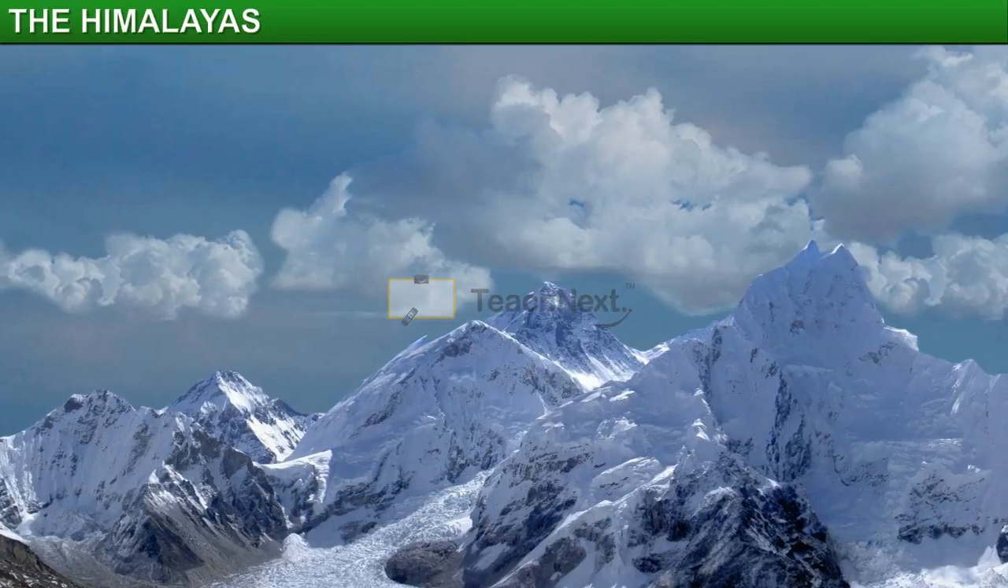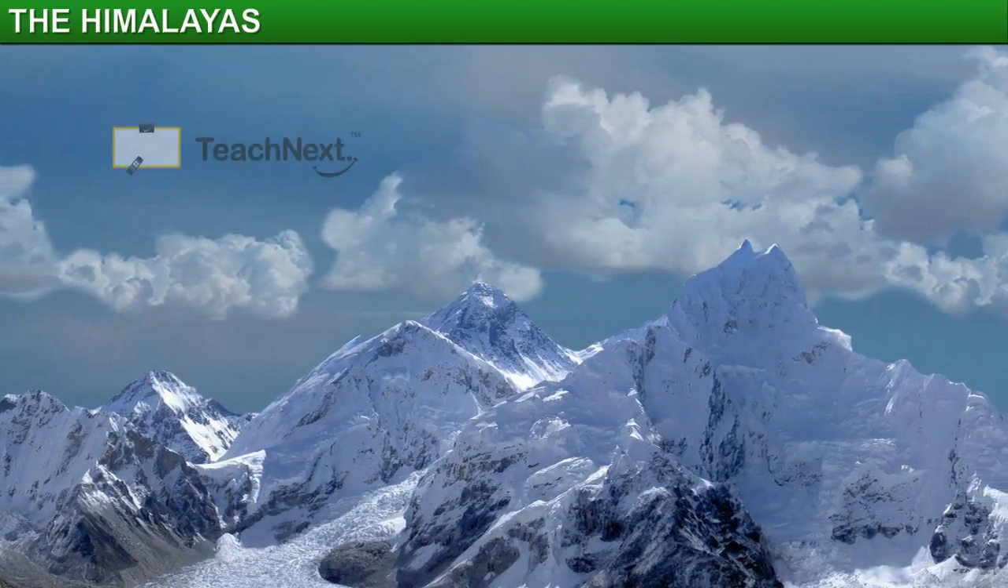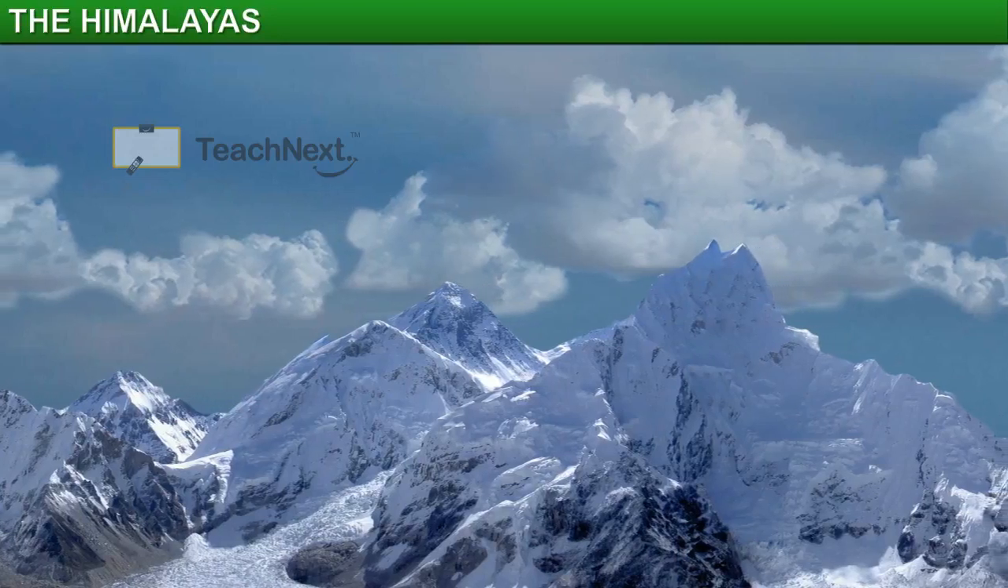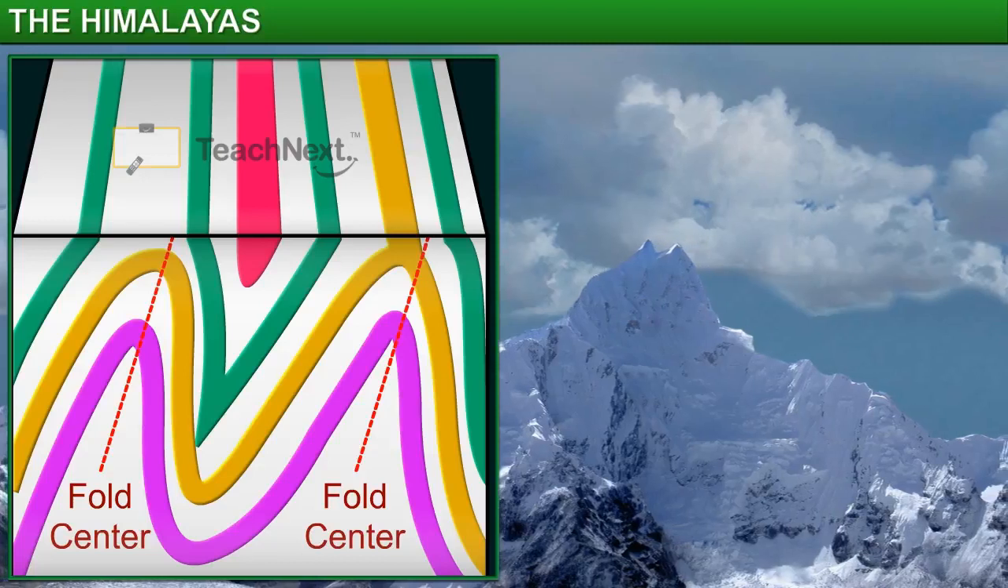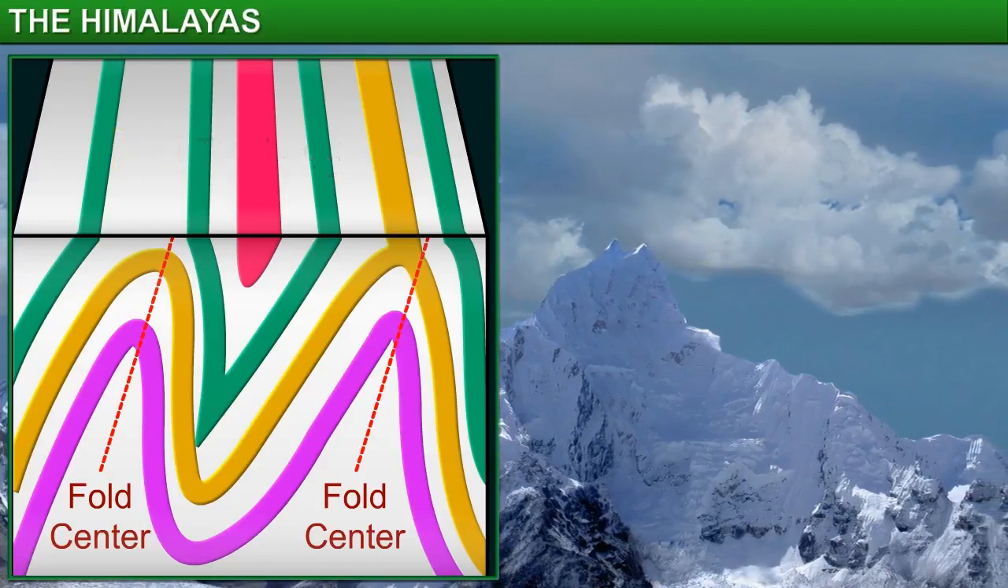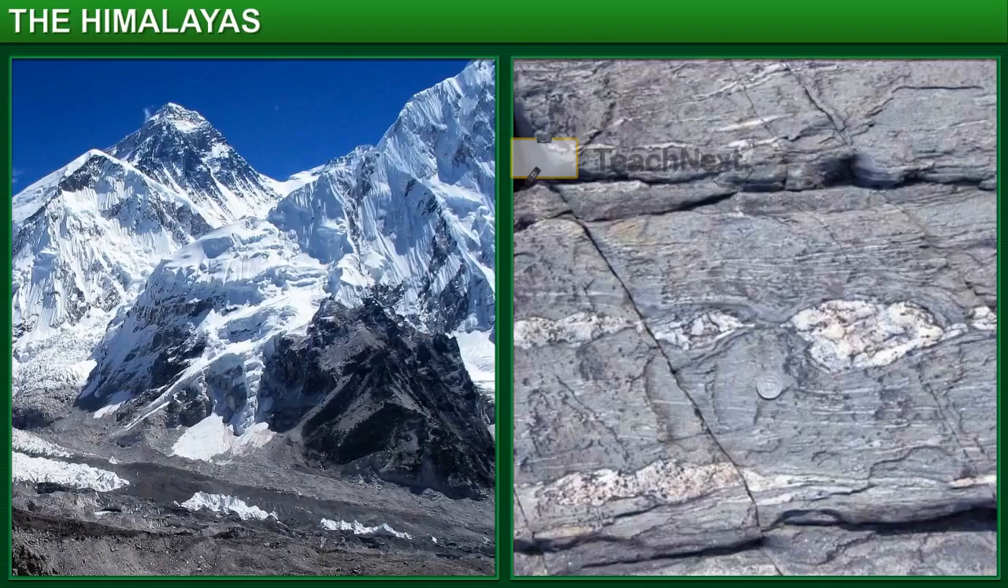As mentioned earlier, the Himalayas are fold mountains. However, the Great Himalayan folds are not completely symmetrical. This is why the peaks dip slightly away from the center. The core of the Himalayan range is composed of granite.